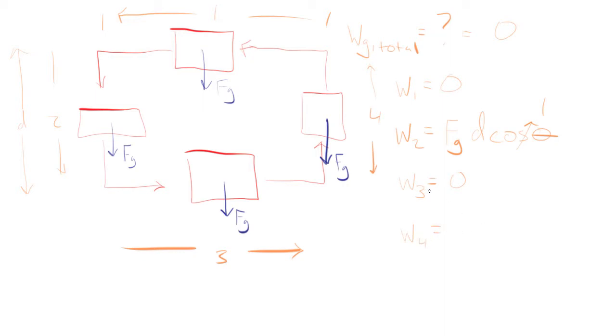Finally, the work done in path 4 looks very similar to the work done over path 2, so we get force of gravity times d times cosine of theta again. But this time, gravity is pointing down and our displacement vector is up. So theta is 180 degrees, which means cosine of theta is -1. So if you add all these up, you get force of gravity times d minus force of gravity times d. So the total is equal to 0.